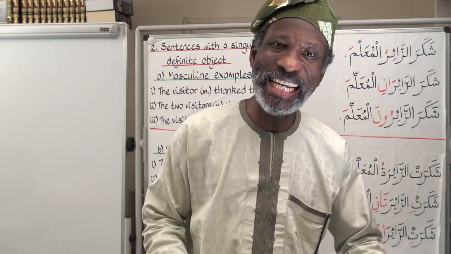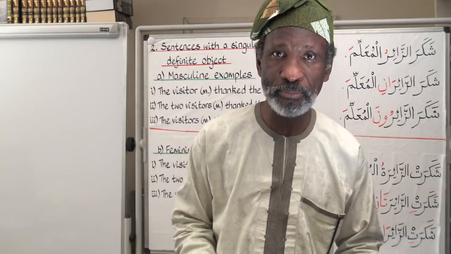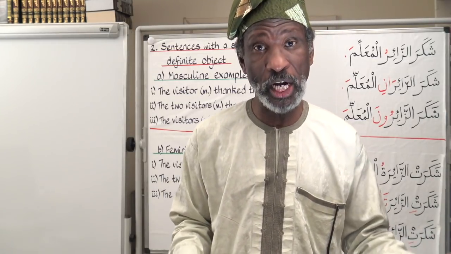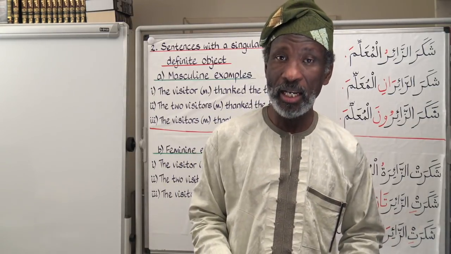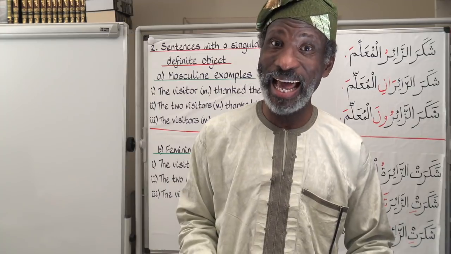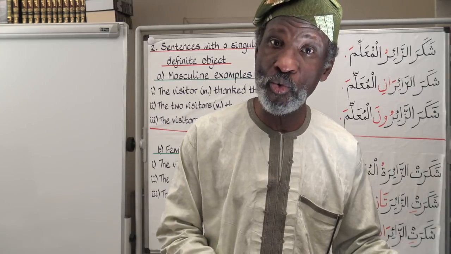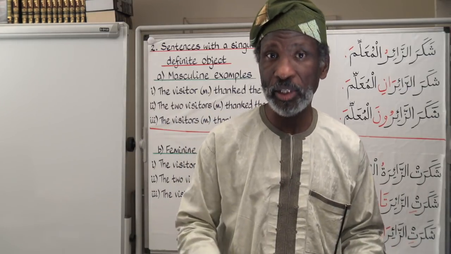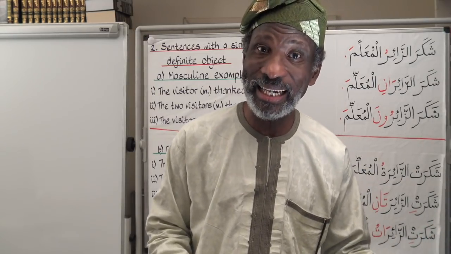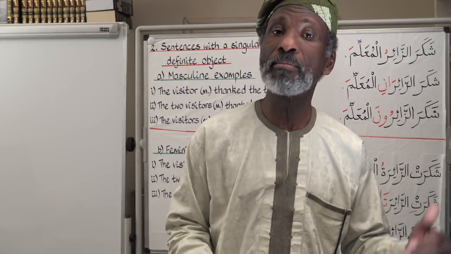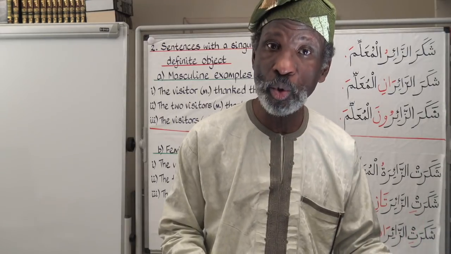Now, let's move to the definite nouns. We have just completed the indefinite. If you remember, we said shakara zairun mualliman. That's indefinite nouns. In the dual, we say shakara zairani mualliman. In the plural, shakara zairuna mualliman. In the feminine, we say shakarat zairatun muallimatan. Dual, shakarat zairatani muallimatan. And plural, shakarat zairatun muallimatan.